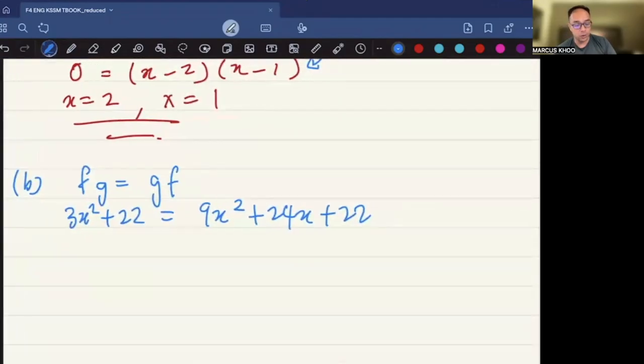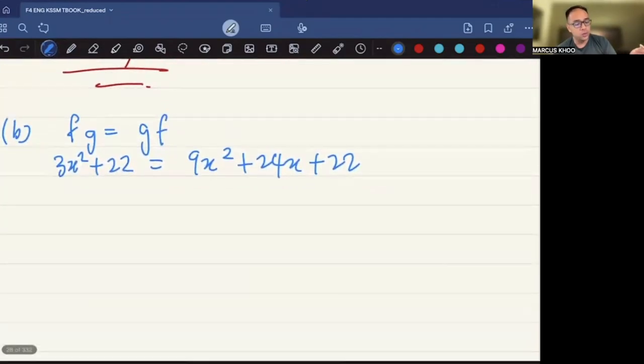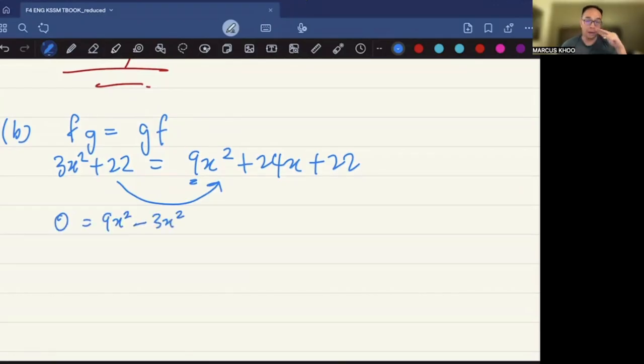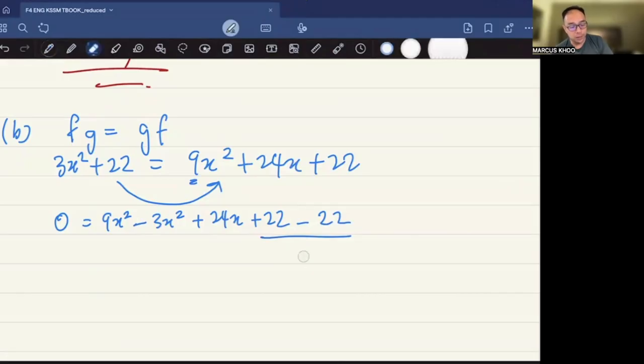So we're going to do this like this. To make things simple, I'm going to move this side since the 9 is a bigger number here. So 0 equals 9x squared minus 3x squared. I'm putting all the similar ones together. Plus 24x plus 22 minus 22. So this will become 0. So we don't need this.